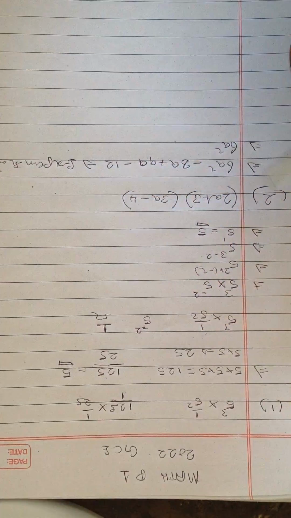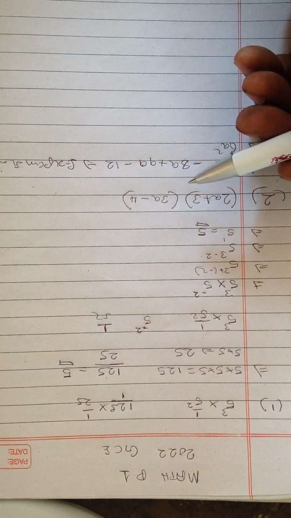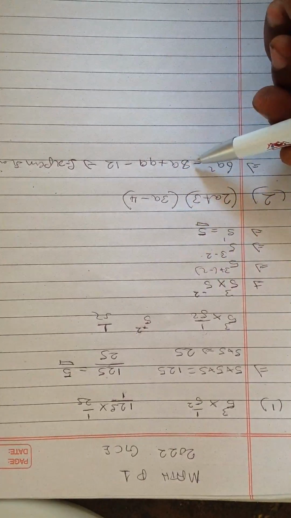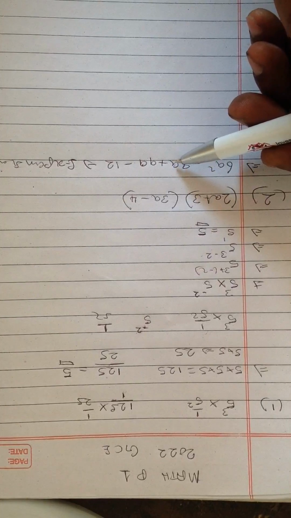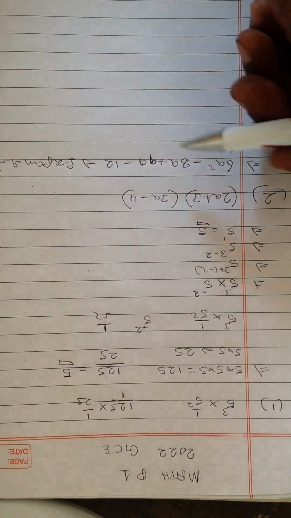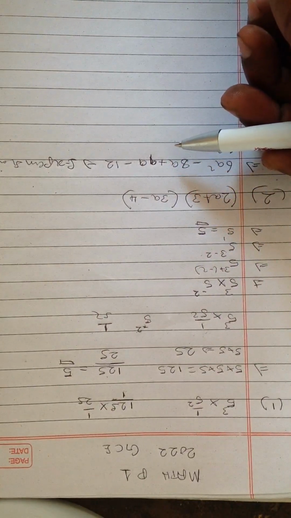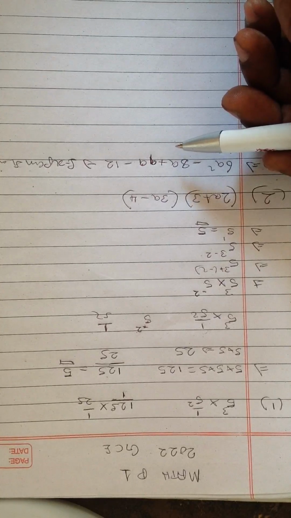So negative 8a plus 9a. The rules of integers say that if you have a negative and a positive, what are you supposed to do? You subtract, you get the sign of the bigger number. But if you have a negative and a negative, you add, you get the sign of the bigger number. Those are the rules of integers.